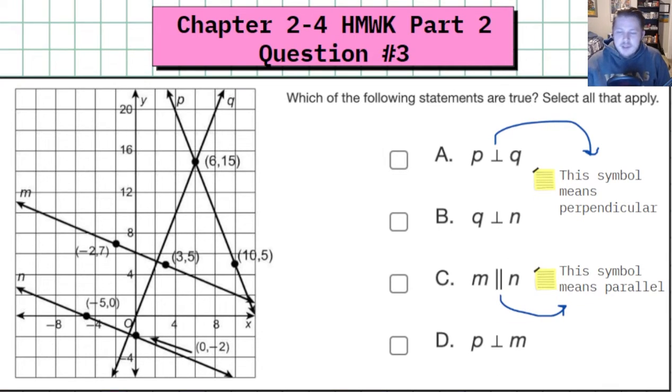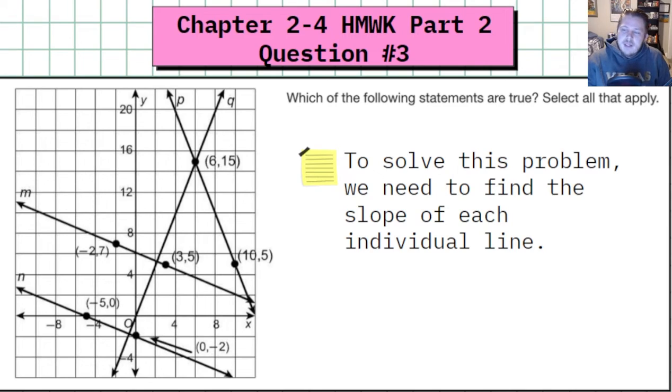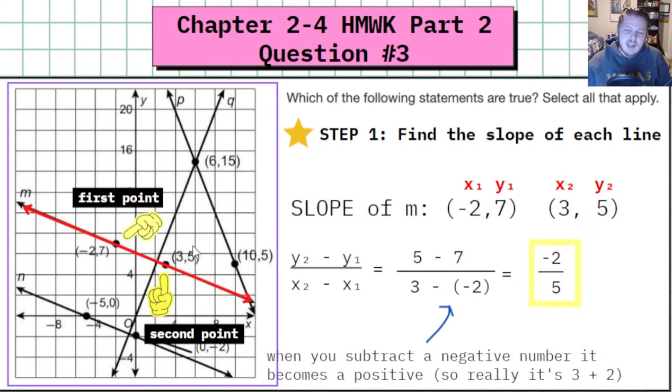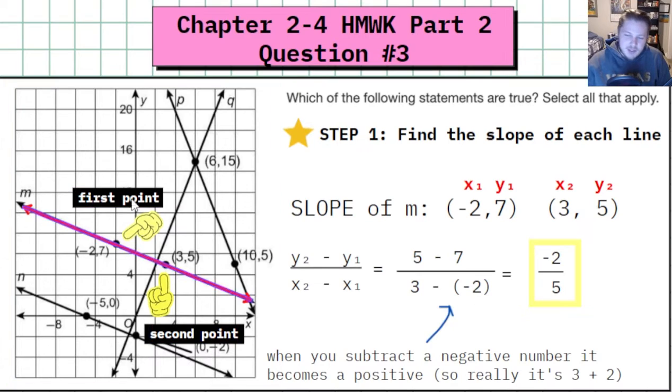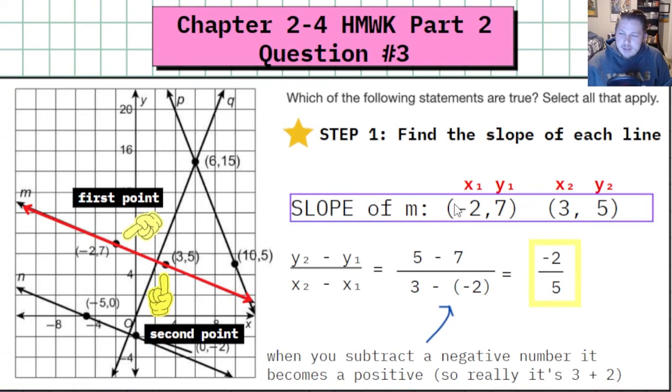The only way that we're going to be able to solve this is essentially we have to create some sort of word bank or answer bank for our slope. So to solve this problem, we got to find the slope of each individual line. It's going to take us a little bit, but you should be familiar with the process of finding slope. So I'm going to take my first point, my second point. I've pointed them out here. You can see it. So again, going left to right, finding out what my x1, y1 is.